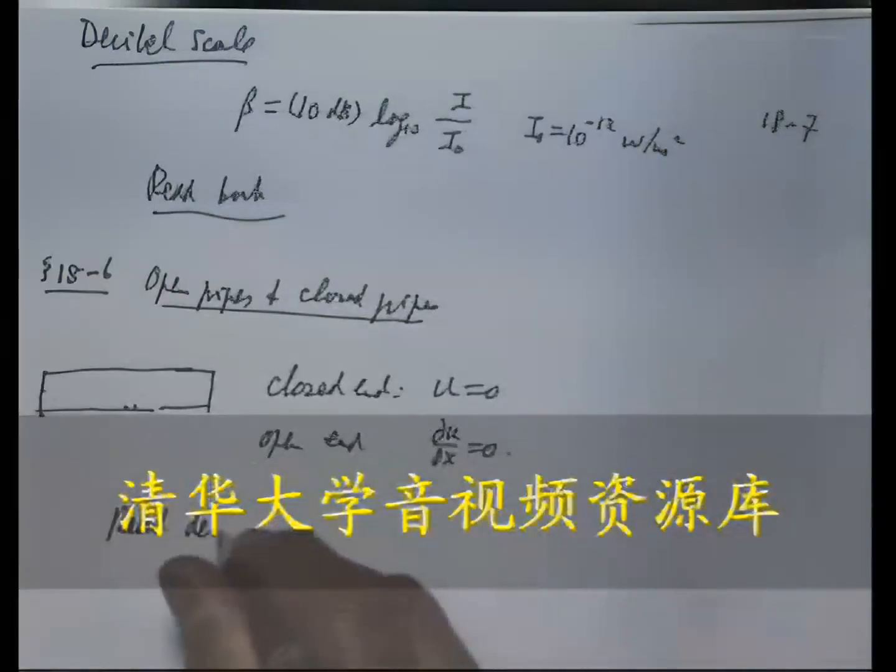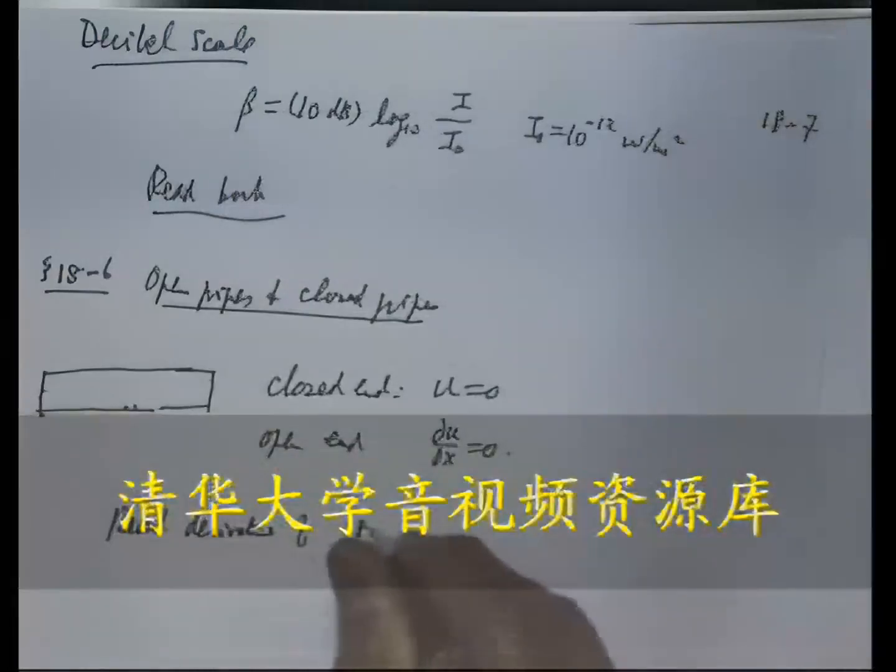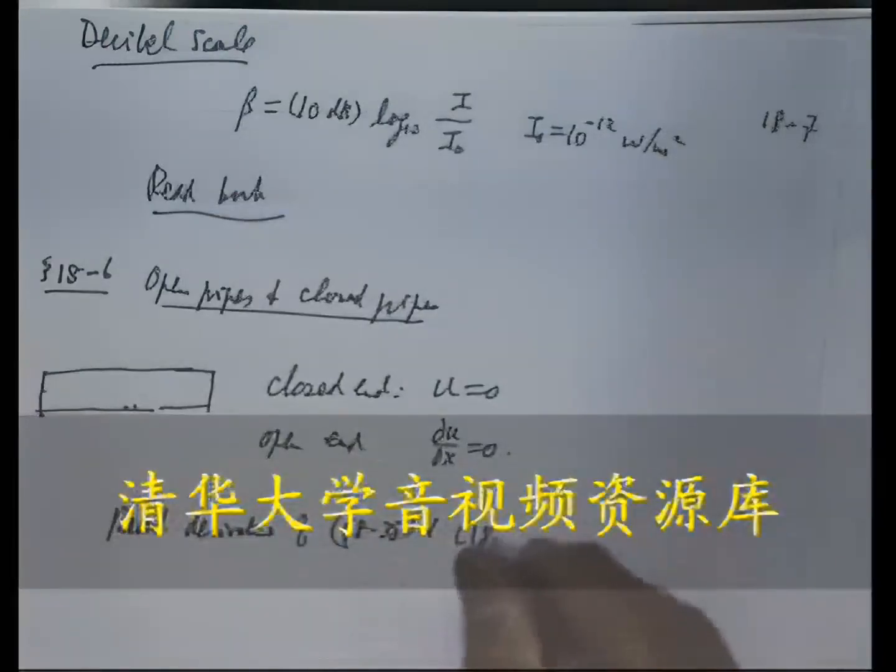In this case, read the derivations of 18-38 and 18-39 for different pipes. We had roughly talked about this. Both ends closed, you get one kind of frequency distribution. One end closed, one end open is another kind. Both ends open is a third kind.